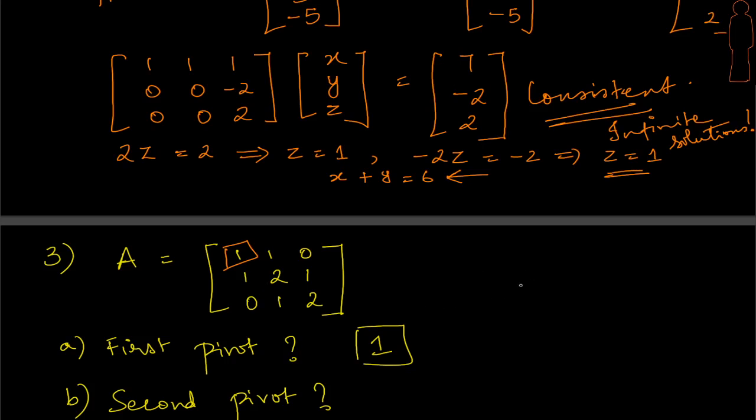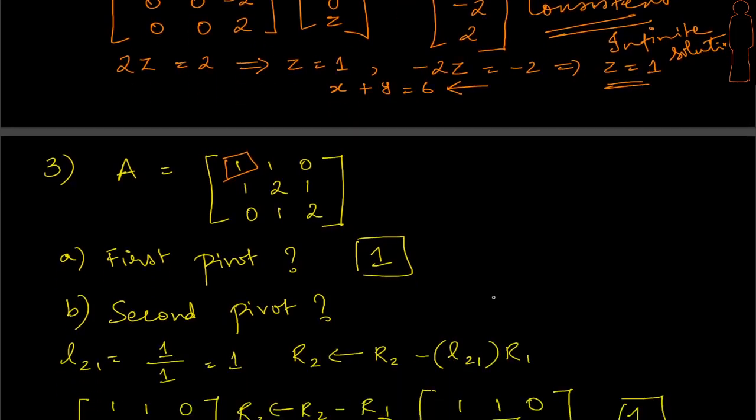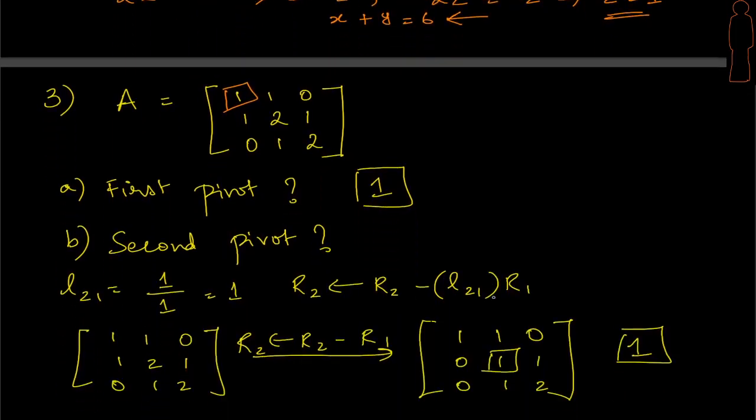So let's try and do the elimination and then talk about the second pivot, right? Let's make a row operation there. We get the multiplier as this coefficient divided by the pivot, that's 1. So R2 minus 1 times R1. Let's do this row operation and we get 0, 1 and 1. We need not worry about the third row, we are just bothered about the second row.